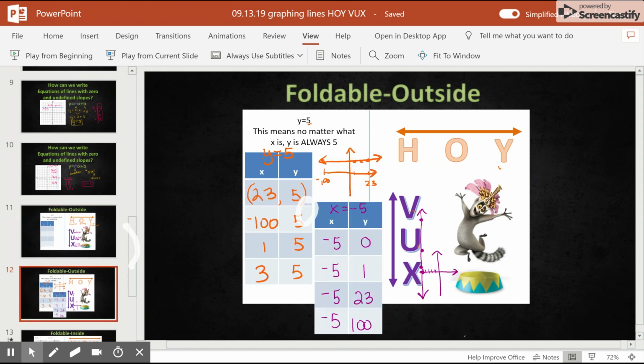And on the back, we're going to add an example for y and x. So here we have y is equal to 5. It doesn't matter what x is. It can be -1,000,000. Y is always going to be 5. And then if we have x equals -5, that means every x possible is going to be -5, no matter what the y would be.